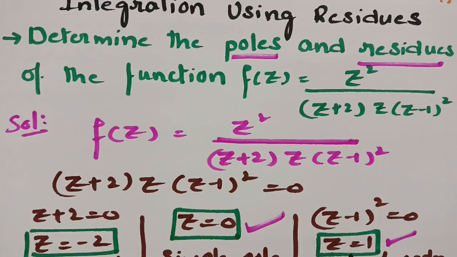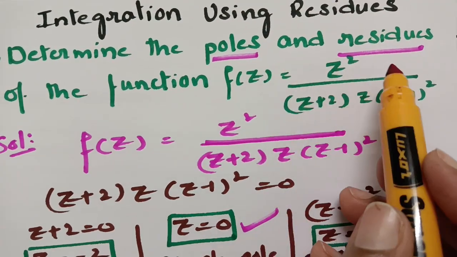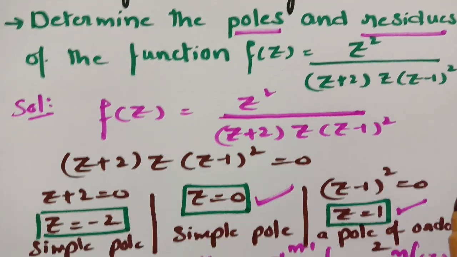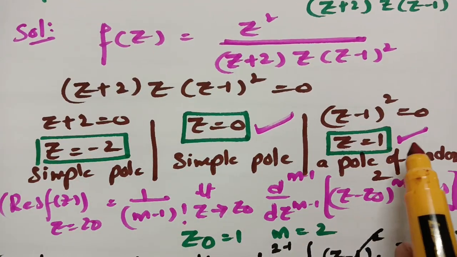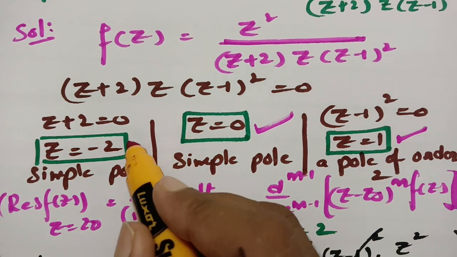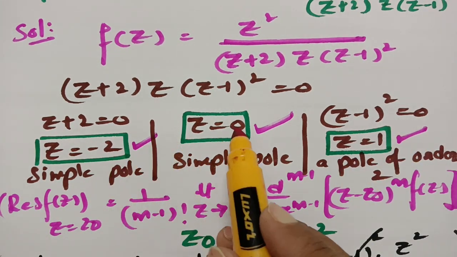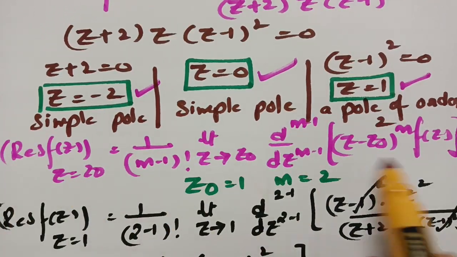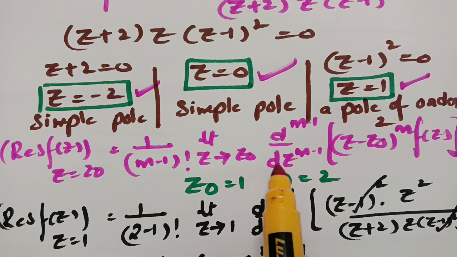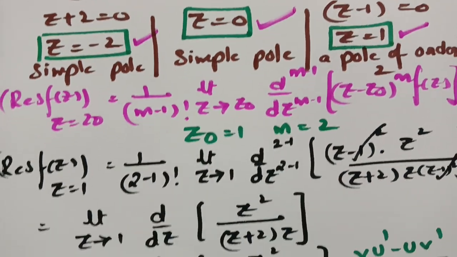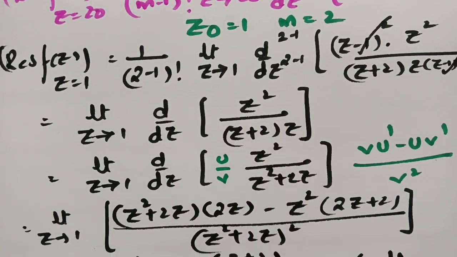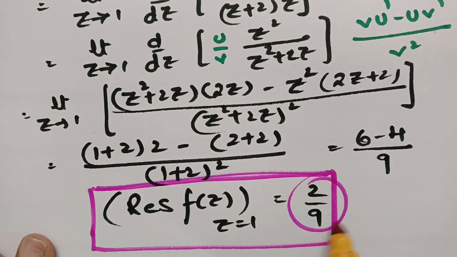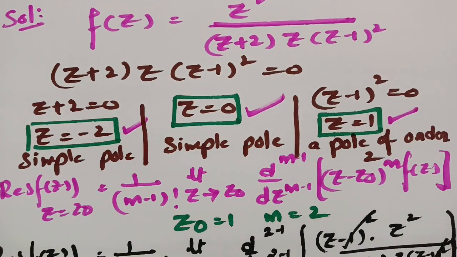So first thing, what we have done is we have to determine the poles as well as the residues for the following function: z square by z plus 2 into z minus 1 whole square. In order to find the poles, we have equated the denominator to 0, and we got the three poles: z is equal to minus 2, z is equal to 0, and z is equal to 1. So this is the pole of order 2. So we have to substitute in this formula m is equal to 2 and z naught is equal to 1. So after substituting and making a derivative for one time and substituting z value as 1, we got the first pole value as 2 by 9, and the next one is z is equal to 0.